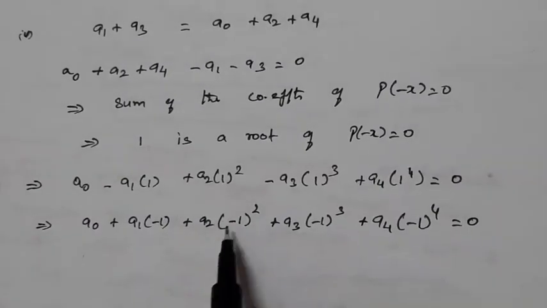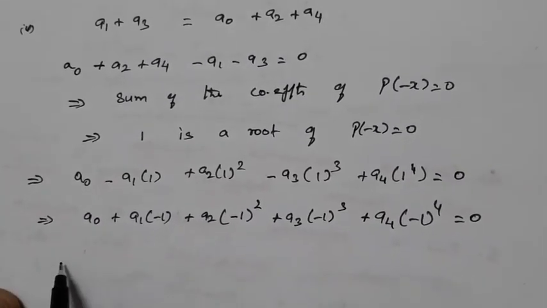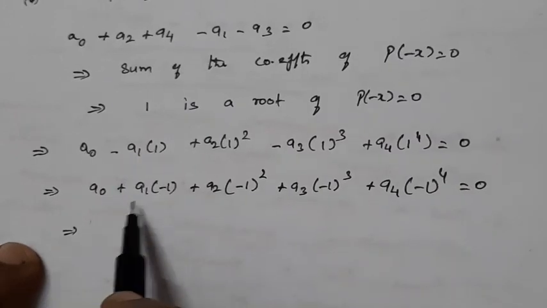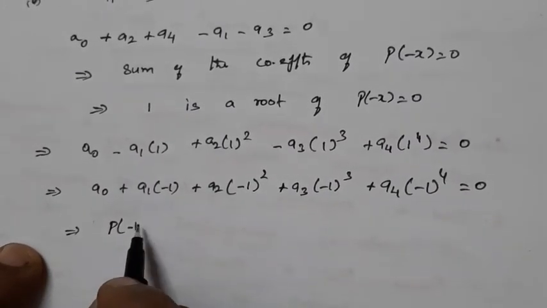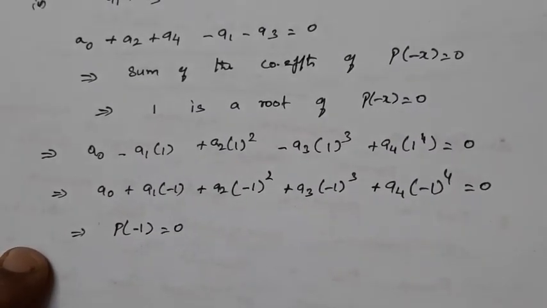So, I have rewritten this equation in this form. So, look at this. This is nothing but p of minus 1 is equal to 0. Okay. P of minus 1 is equal to 0. What is p of x?